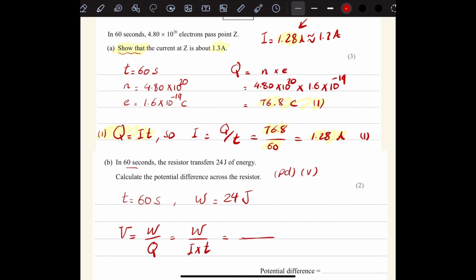The value of the work done, which is 24, divided by the current, which was 1.28. Use your answer, do not use the examiner's one. Do not use 1.3. Then times the time taken, which is 60. So please write the unit first, which is volt for potential difference. Use the calculator, the answer is 0.31. 2 to 3 significant figures as well. You are amazing and you get 5 out of 5 in this question.